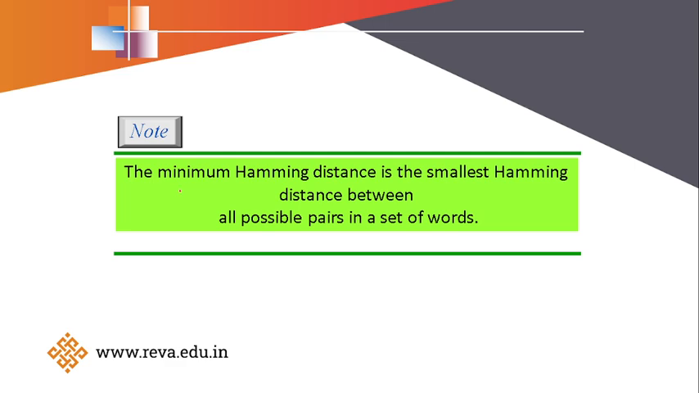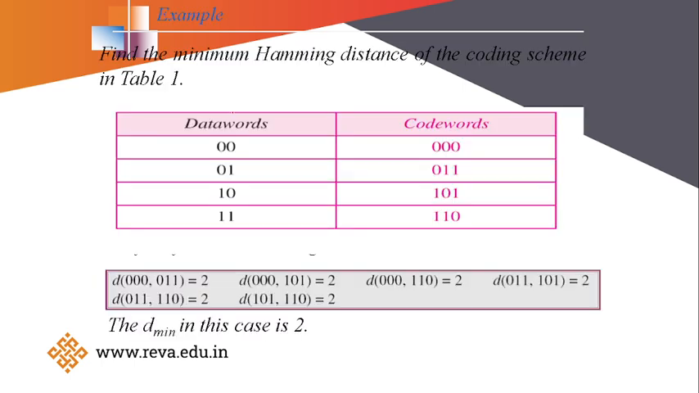So the minimum Hamming distance is the smallest Hamming distance between all possible pairs in a set of words. For example, this is one of the tables. They are telling us to find the minimum Hamming distance of the coding scheme. So you need to find the minimum Hamming distance of these code words.